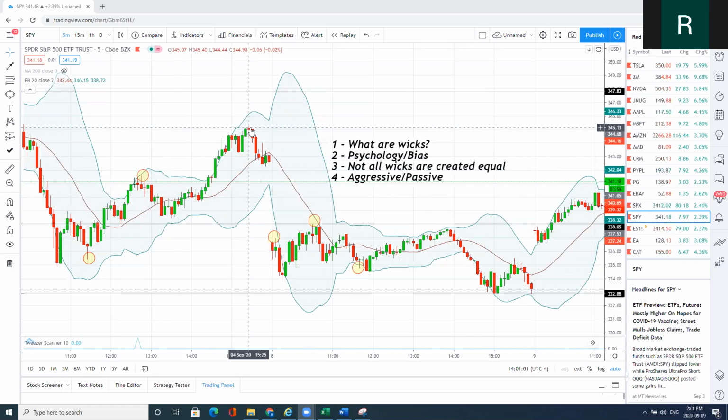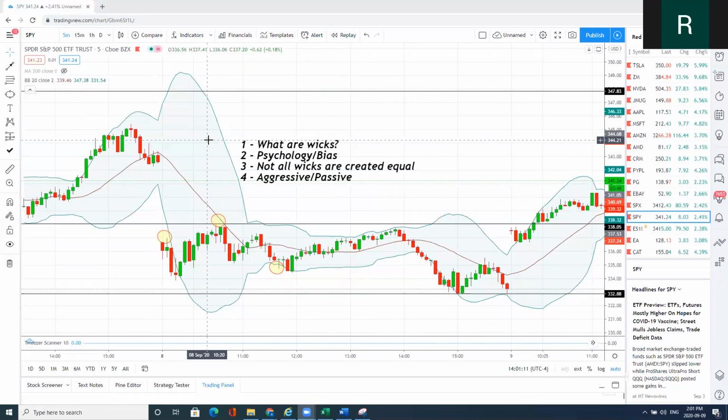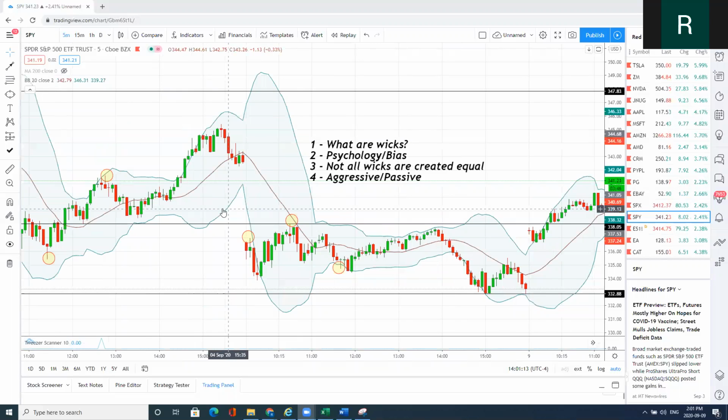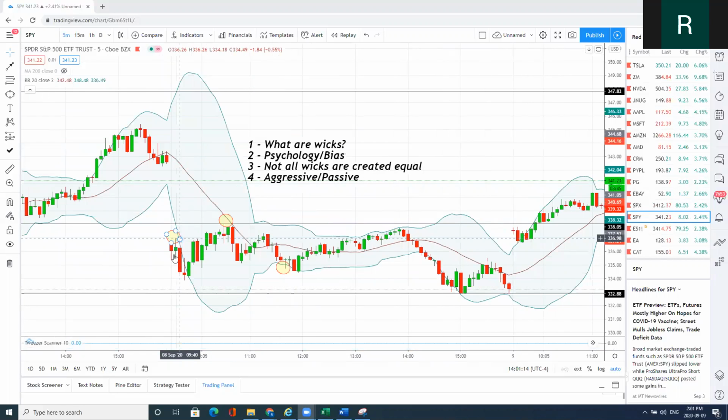A wick is essentially when the price tries to move in a certain direction, but immediately gets reversed, okay? So let's look at some of these wicks that I have highlighted here and talk about what happened. This wick here means that on this candle, the price was up here at one point, but before this candle closed, the seller stepped in and pushed the price back down. Here's an example of the opposite. At one point in this candle, the price was all the way down here, but before the candle closed, the buyer stepped in and pushed the price back up.